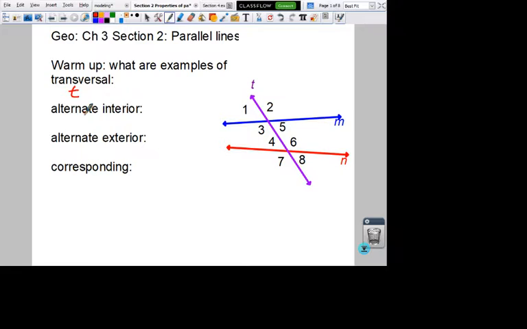Actually, no, I was wrong. T is the only transversal, because transversals connect two lines, right? M and N only connect one. Yeah. And so it's actually just T. I was wrong. All right, Carissa, give me a pair of alternate interior angles.